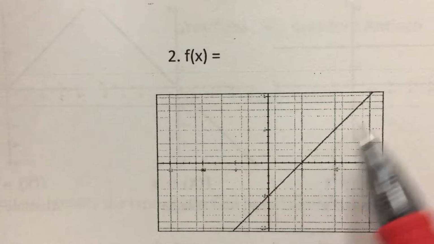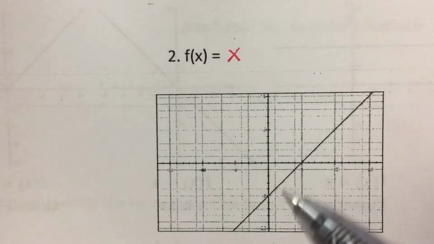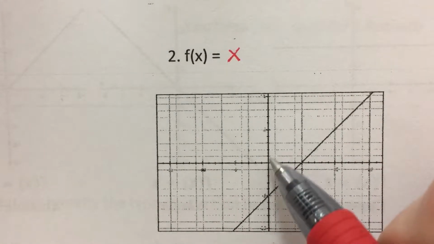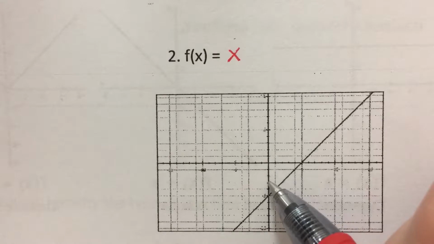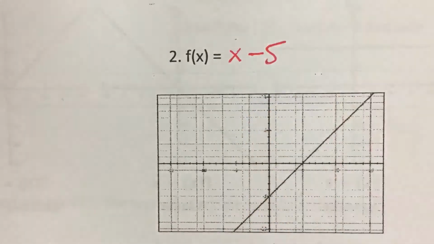For number 2, I actually already have a graph, and I'm expected to write the function itself. Well, this is a linear function. It makes a straight line, so I know that's just x to the first power. And this has been moved down, shifted down. Looks like 1, 2, 3, 4, 5, or negative 5. So I need an outside number of minus 5.